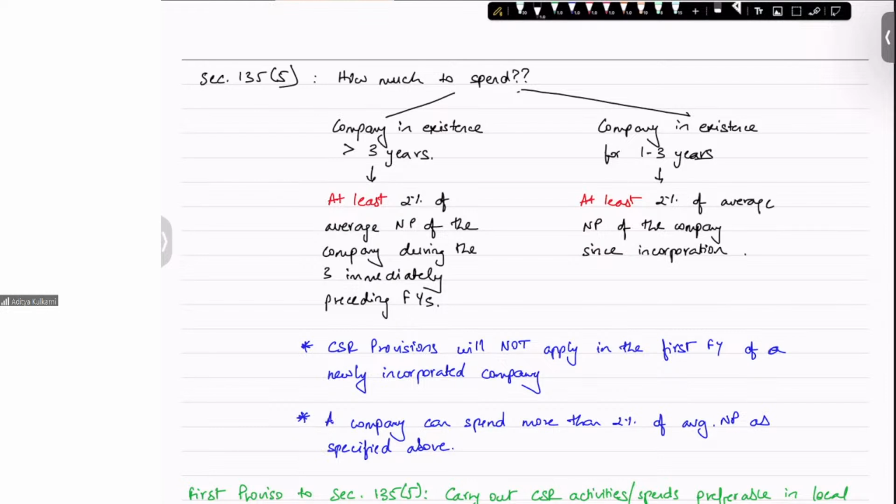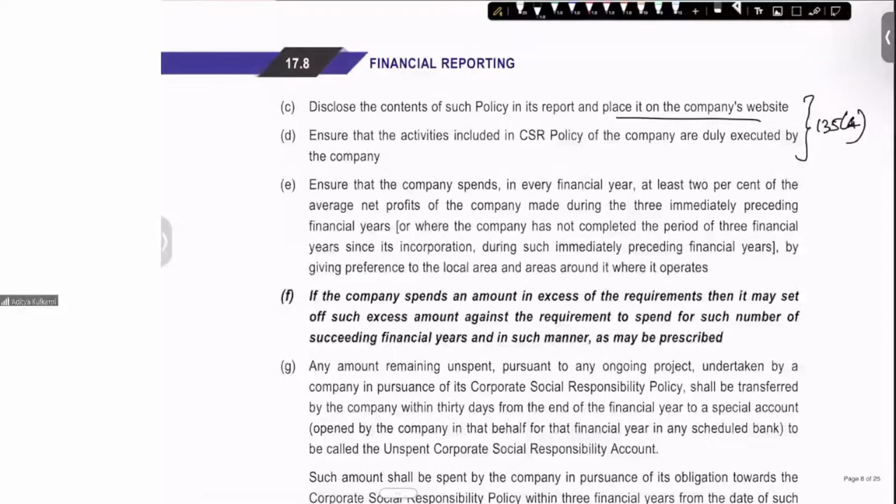So at least, that means, can you spend more than that? Yes, you can. If a company is in existence for 1 to 3 years, that means less than 3 years, then at least 2% of average net profits of the company since incorporation. So these are the how much to spend criteria that are mentioned. So this ensures that the company spends. This is 135(5).